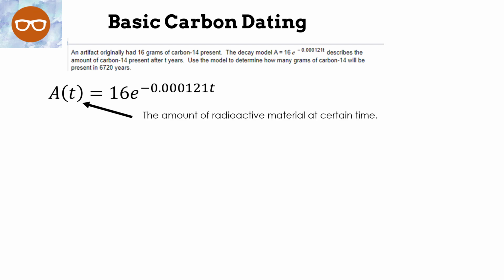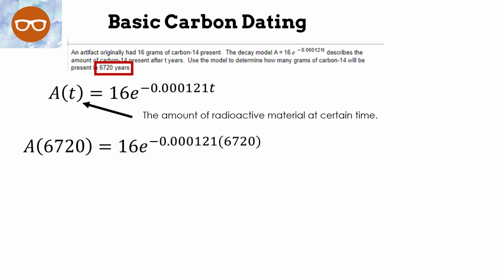A at t is the amount of radioactive material at a certain time. Since we're talking about 6,720 years, t is going to be 6,720 years. You're going to notice that I also put it on the right side in for t. We need to use our calculator.